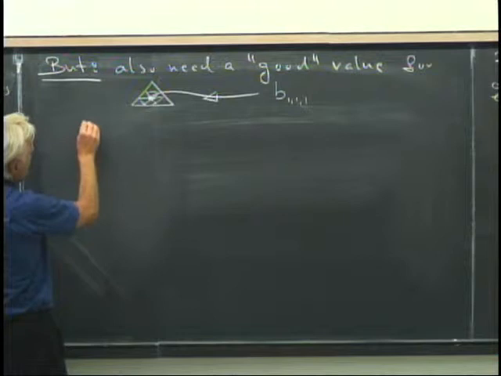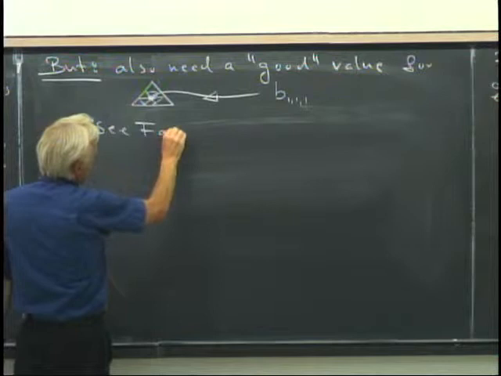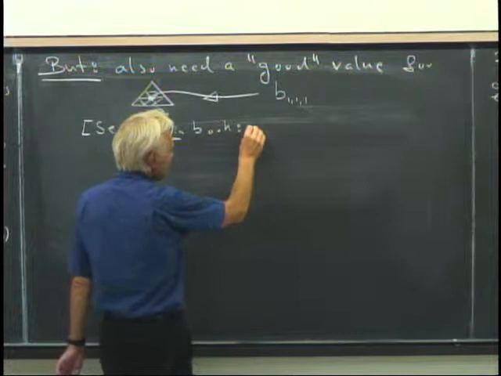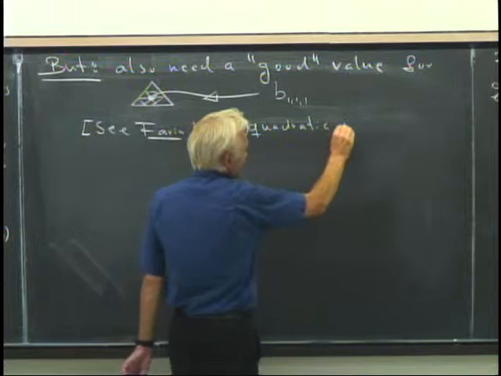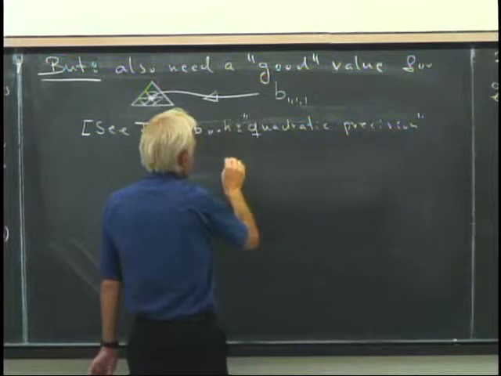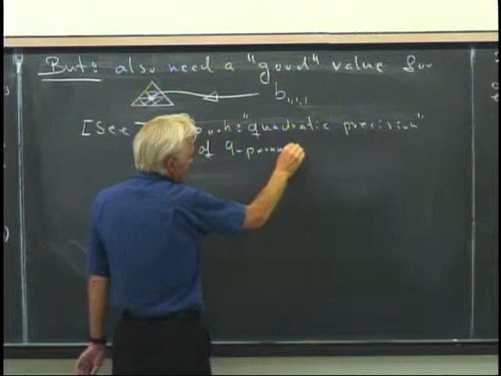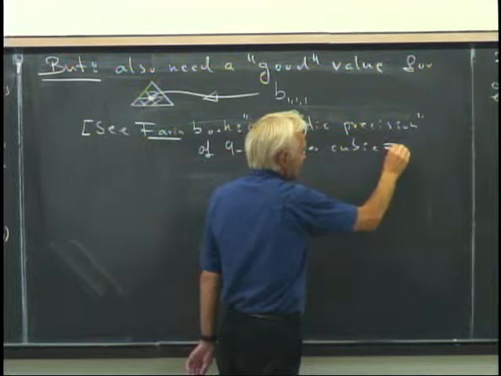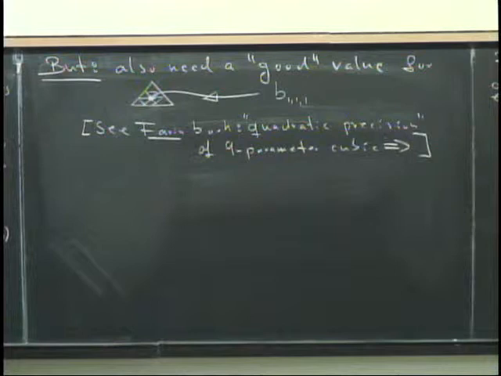Just read the Farin book. See the Farin book on quadratic precision, quadratic precision of the 9-parameter cubic. Ultimately when you force that, you get the construction and the condition for B111.